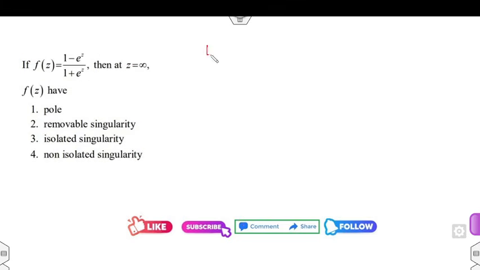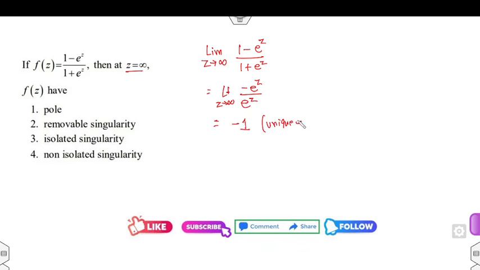Again, at the point z equal to infinity, the limit of e raised to the power z over 1 minus something. Again, it's infinity by infinity, so I can apply L'Hopital's rule. This is e raised to the power z, which comes to be minus 1, which is unique and finite. Once it is unique and finite, we call it a removable singularity. So removable is fine, pole is cancelled. Now you can see they are not talking about the essential or anything.